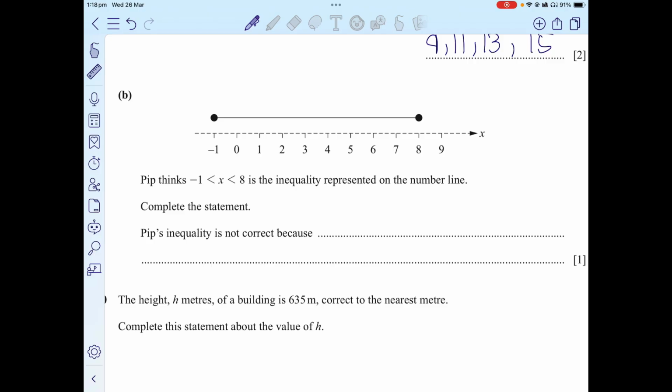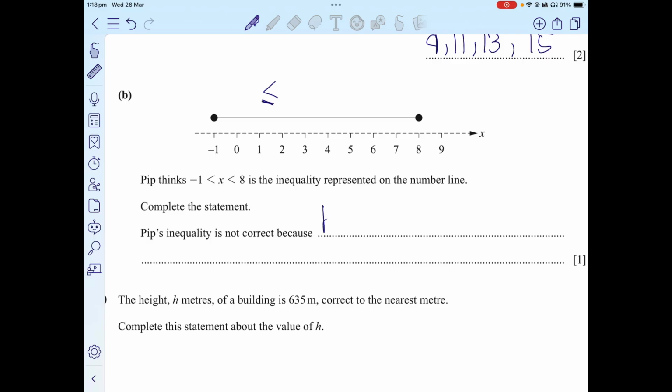Now Pip, this is the second question, says that negative 1 less than x less than 8 is an inequality represented by the number line. Complete the statement. Pip's inequality is not correct because, all right, when the circles are filled, you have to use this symbol, which means greater than or equal to or less than or equal to. Pip hasn't used these symbols.